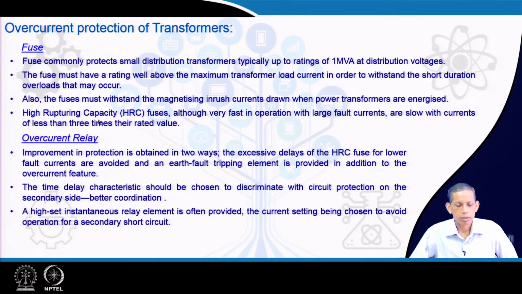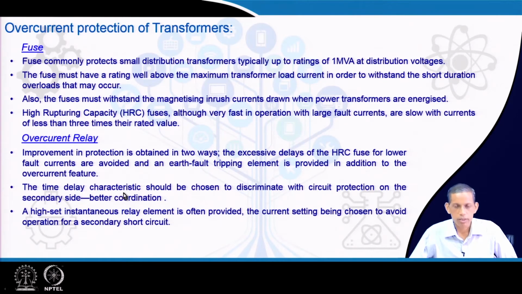Now, with the fuse, it is very difficult to go for coordination. So, the overcurrent relay finds a scope when you compare it with the fuse, using the overcurrent principle. Now, two improvements can be made: the excessive delays of the HRC fuse for low levels of current can be addressed, and then earth fault tripping elements can be considered, where you can find an additional advantage of the overcurrent relaying principle.